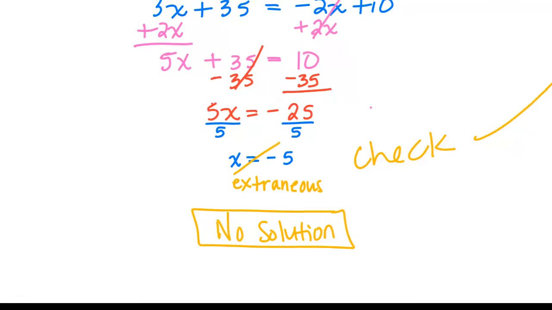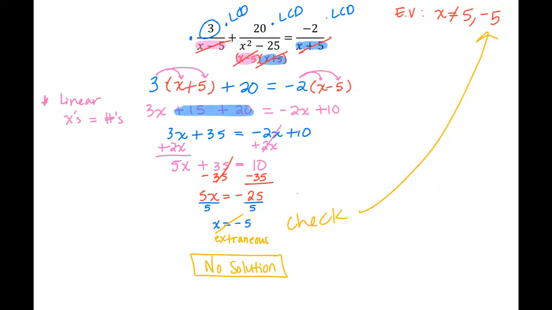Okay, this is why it's crucial for you guys to always be checking your excluded values at the end with your solution. So far, it kind of seemed pointless when we were doing it because it was always valid. But in this case, we see that our answer was one of the excluded values, which then makes the solution extraneous. And I don't have any other possible solution, so in this case, there's no solution. Okay?